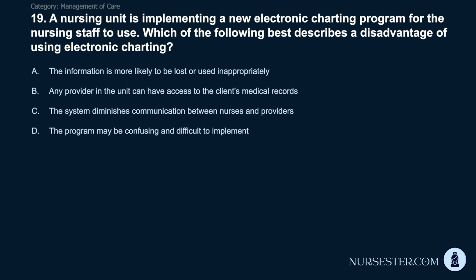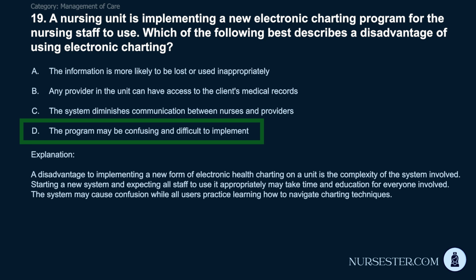19. A nursing unit is implementing a new electronic charting program for the nursing staff to use. Which of the following best describes a disadvantage of using electronic charting? A. The information is more likely to be lost or used inappropriately. B. Any provider in the unit can have access to the client's medical records. C. The system diminishes communication between nurses and providers. D. The program may be confusing and difficult to implement. Correct answer: D. The program may be confusing and difficult to implement.